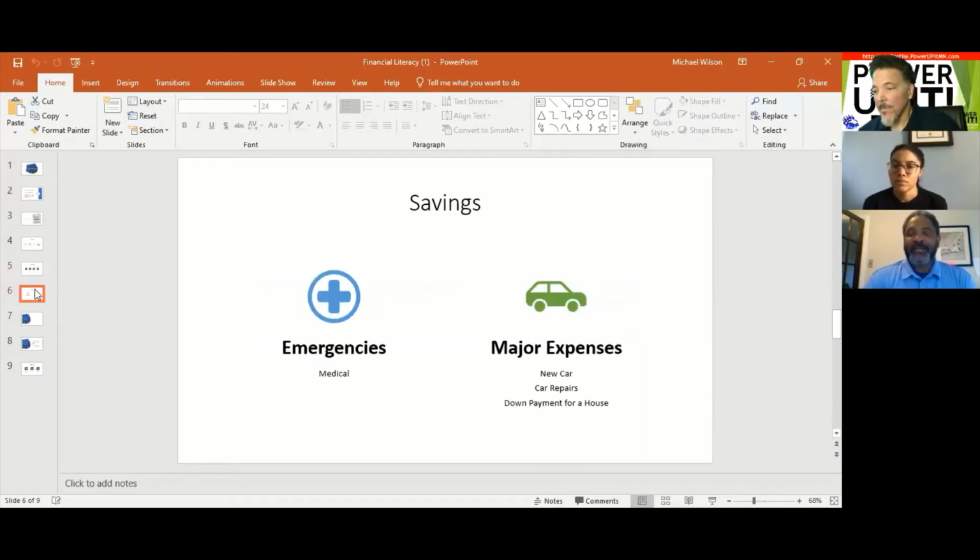Okay, a couple of reasons why we need savings. One, for emergencies as well as major expenses, whether it's car repairs, car payments in the sense of saving for a new car, or perhaps a down payment on a house. So savings, I like to say, is not fun, but it is incredibly important for you to think about that as soon as possible.